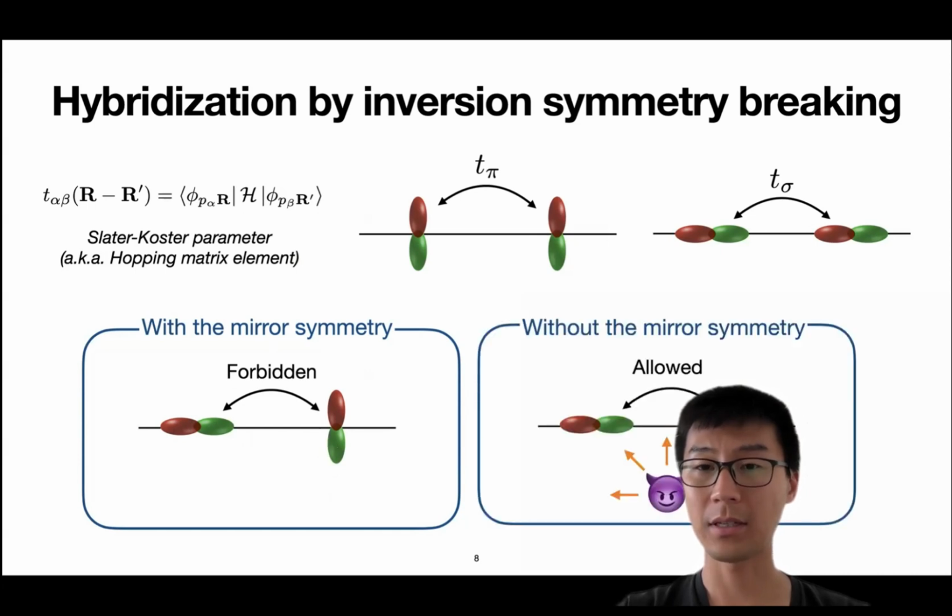But what happens if we break the mirror symmetry? Imagine that there's another atom, or this cute devil, which could be another chemical, or a substrate or capping. Anyway, by electric field, imagine that you break the inversion symmetry in this way. Now what you see is that because the situation above and below the mirror plane is different, the hopping between two orbitals is now allowed.